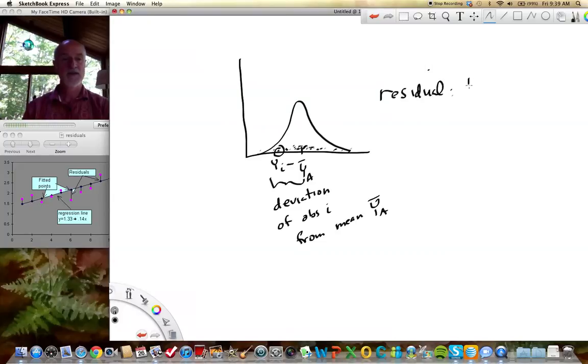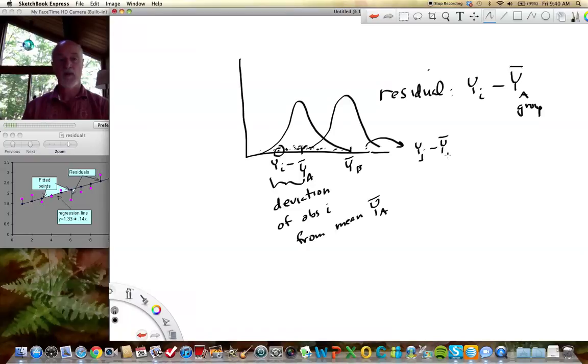Okay, so the residual can generally be written as y sub i, the value for a given observation, minus y bar for the group, so this is the group to which i belongs. That way, if I have a second group over here, and I have y bar B, and I have an observation from population B, I don't subtract from y bar A, I subtract from y bar B. So here I would get observation j minus y bar B. And that would be the residual, okay?